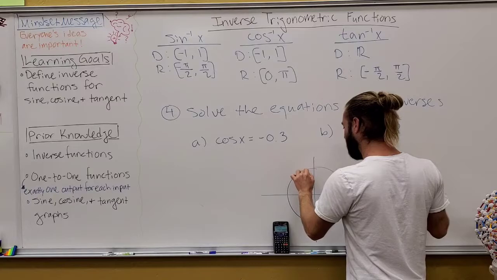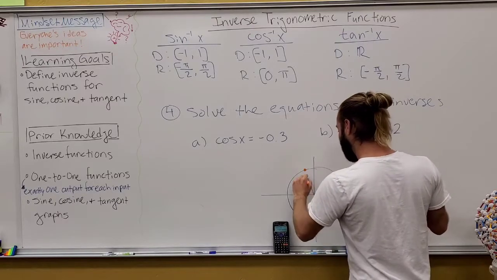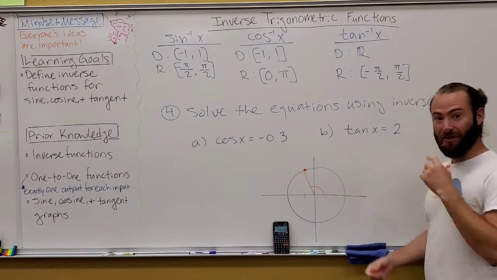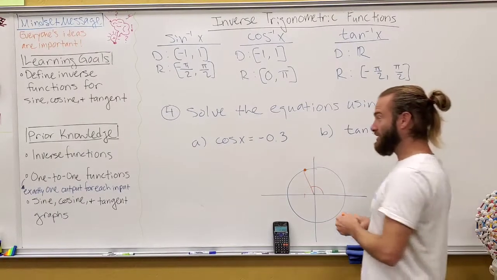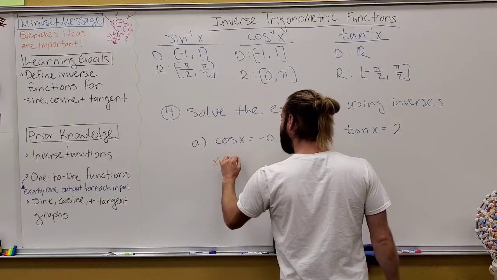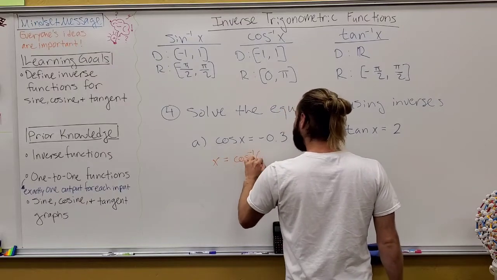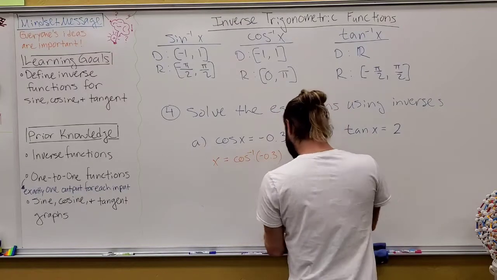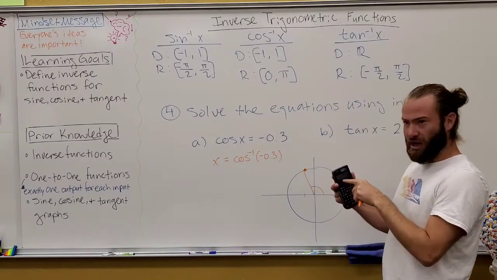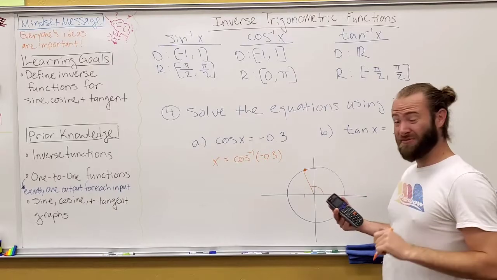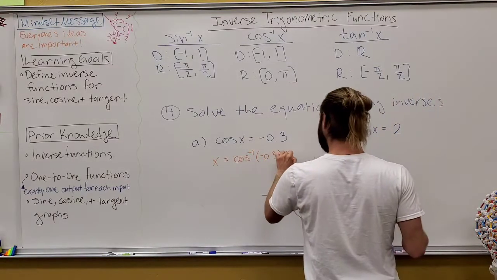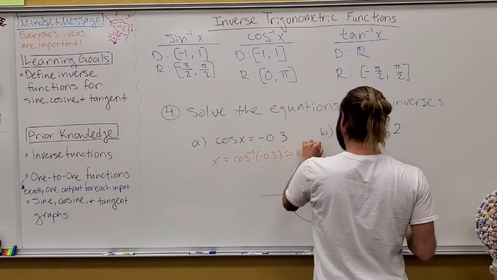So I'm really looking for this point on the unit circle, and whatever that angle is going to be my angle x, right? And if you actually apply the cosine inverse, we can see x equals the cosine inverse of negative 0.3. And when I did that here, I'm using degrees, which is fine. I got about 107.5 degrees. So that's equal to 107.5 degrees.